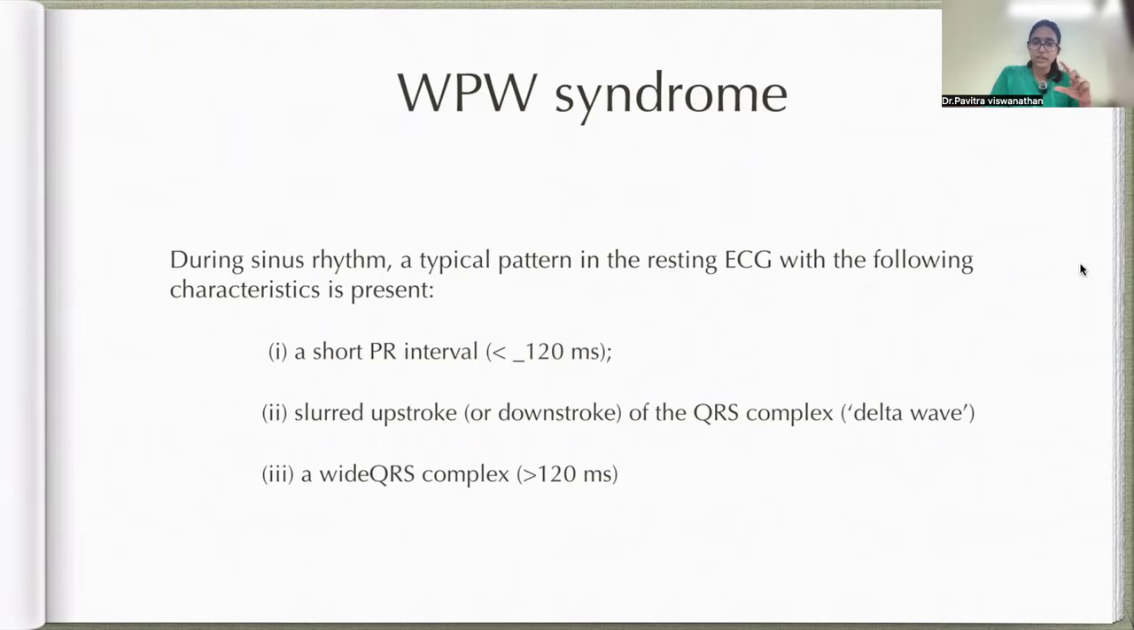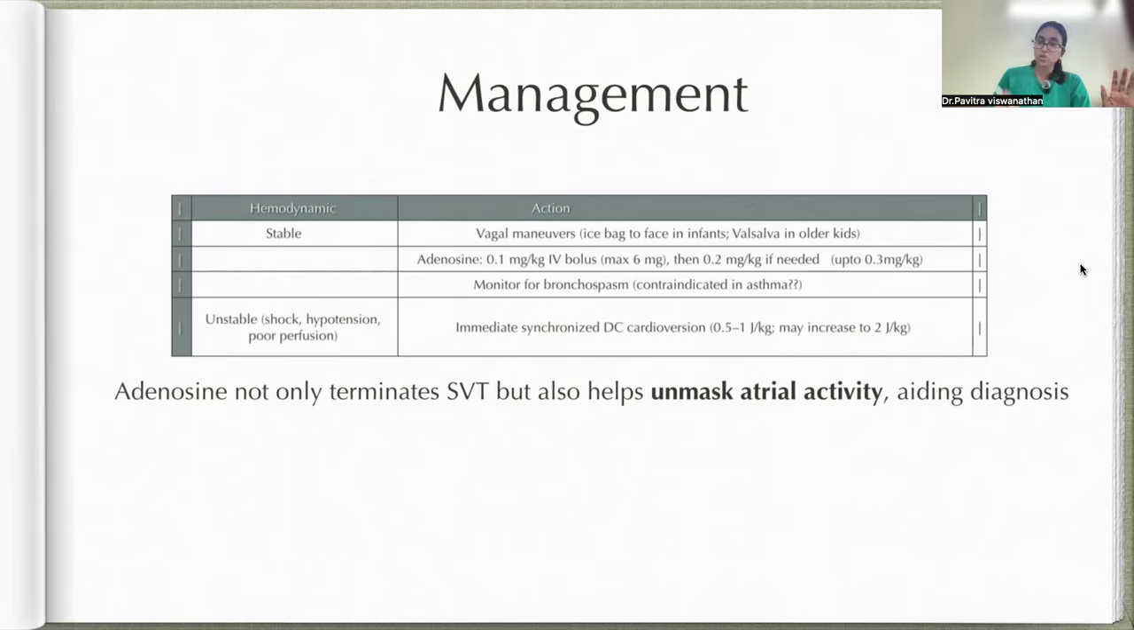So this WPW, I kept on telling. What do you see if it is WPW? You will see a very short PR interval of less than 120 milliseconds, a slurred upstroke of your QRS complex, which is called the delta wave, and you can have a wide QRS complex of more than 120 milliseconds. So less than 120 is the PR, more than 120 is your QRS, and you will have a slurred upstroke of the QRS complex. That's how you identify a WPW.